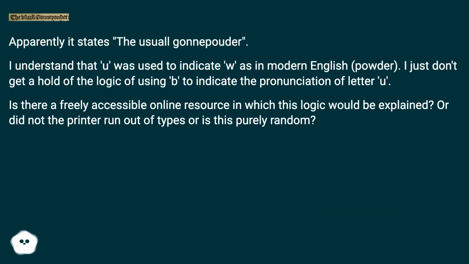Apparently it states "the usual gunpowder." I understand that U was used to indicate W, as in modern English "powder." I just don't get a hold of the logic of using B to indicate the pronunciation of letter U. Is there a freely accessible online resource in which this logic would be explained? Or did the printer run out of types, or is this purely random?